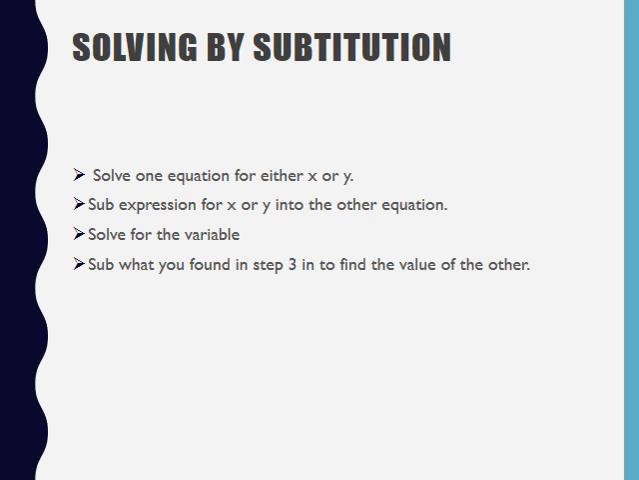Now these are the steps to solving by substitution. It's going to seem very confusing when I read through it, but I think once you see it, you'll understand. If the equations aren't solved for one of the variables, either x or y, we're going to have to solve one of them for either x or y. We're then going to sub the expression into the other equation and solve it. That'll give us just one variable in the equation to solve. And then we're going to substitute what we found into the other equation.